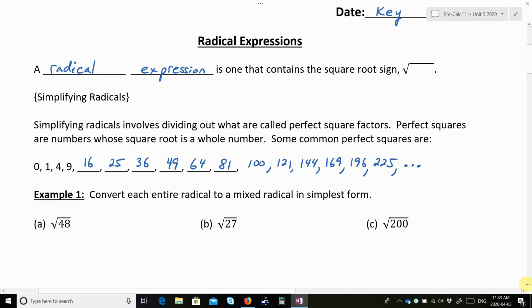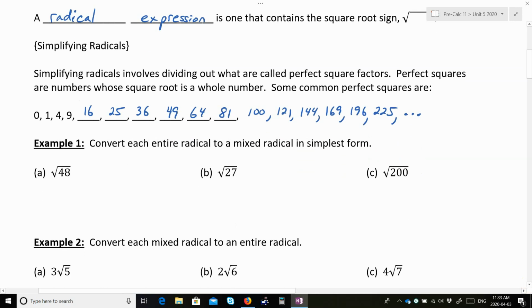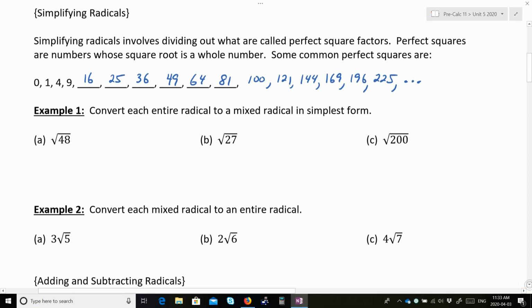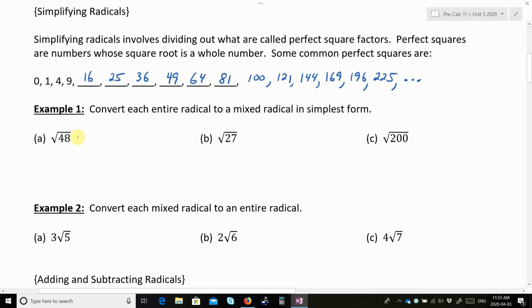Okay. And so in order to simplify radicals, what we can do is try to divide out one of these perfect square factors. And the reason you do that is because these perfect squares have nice square roots. And so, for example, convert each entire radical to a mixed radical in simplest form, the square root of 48. We want to try to divide from 48 one of the perfect squares in the list above.